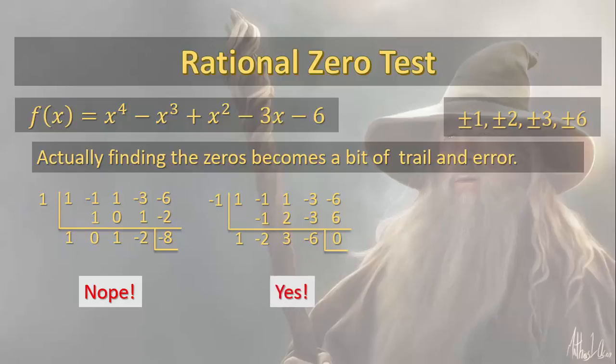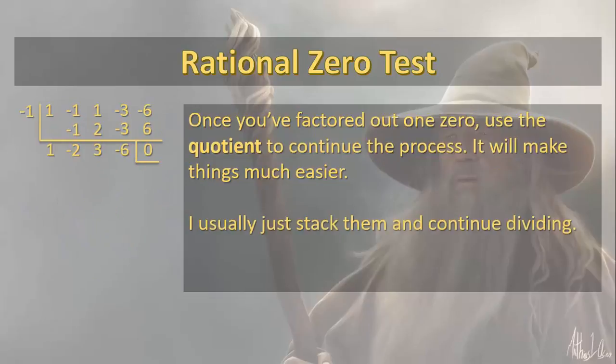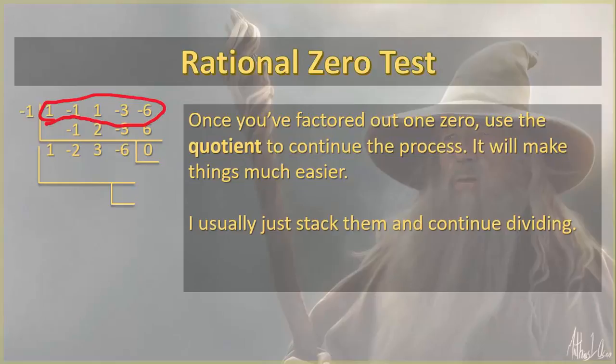Boom. There we got our first factor, -1. Once you've factored out a zero, use the quotient to continue the process. It will make things much easier. Instead of going back to the original set of numbers and synthetically dividing, we already know that it breaks down to this, so just divide this one. There are fewer terms, so it's going to be easier.